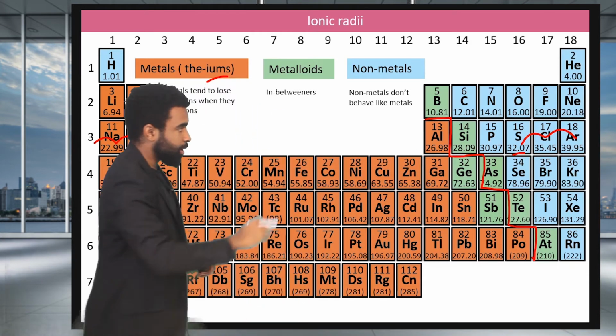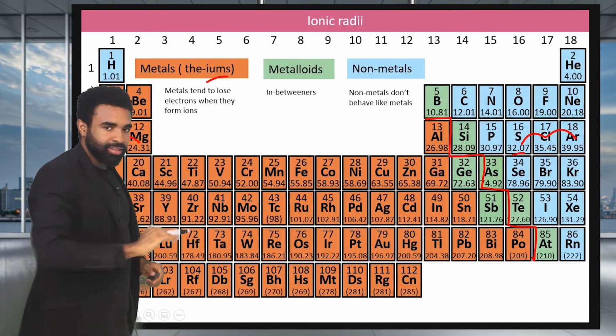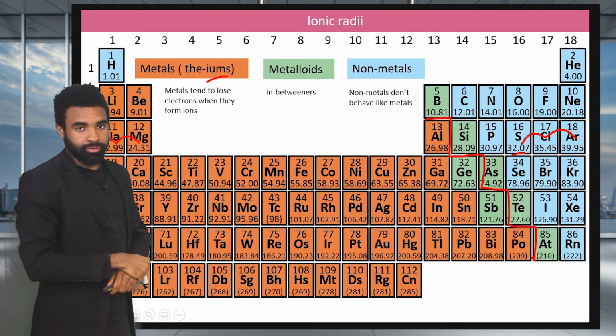Okay, so now we know how these two types of atoms are going to lose or gain electrons to form ions.